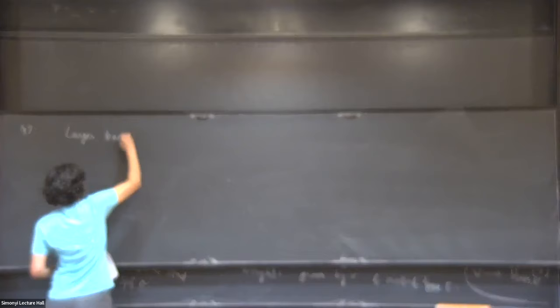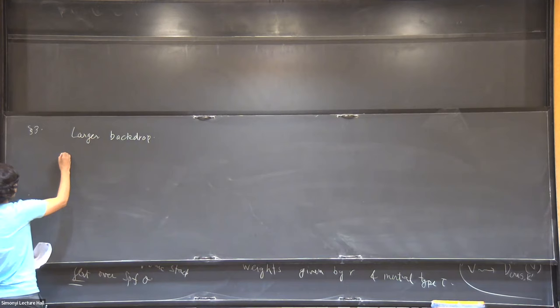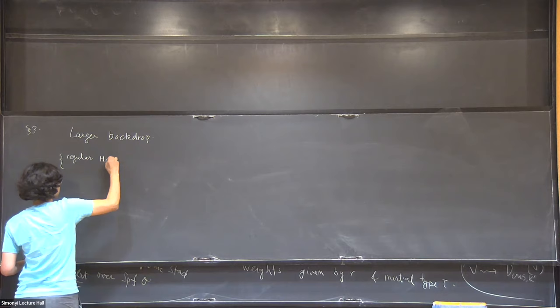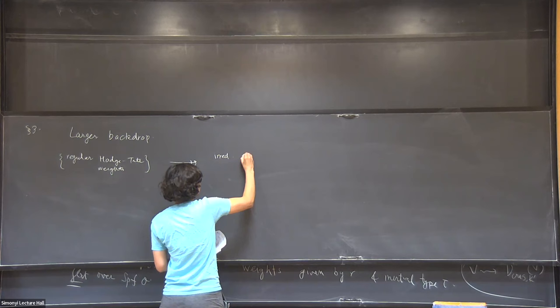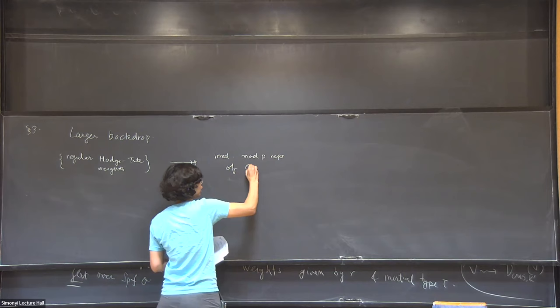So we have these regular Hodge-Tate weights. And from these regular Hodge-Tate weights, one could produce what I call irreducible mod p representations of GL2 of O_K, where O_K is the ring of integers of K.